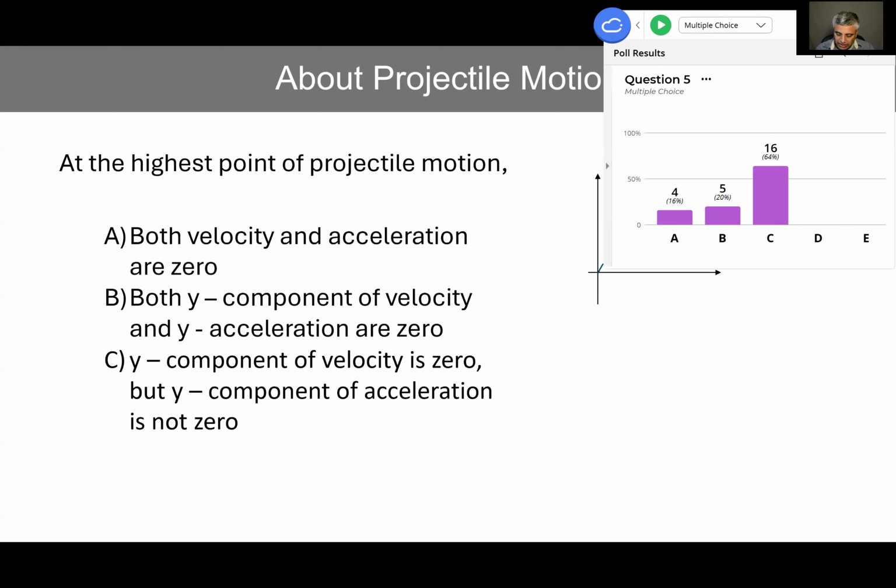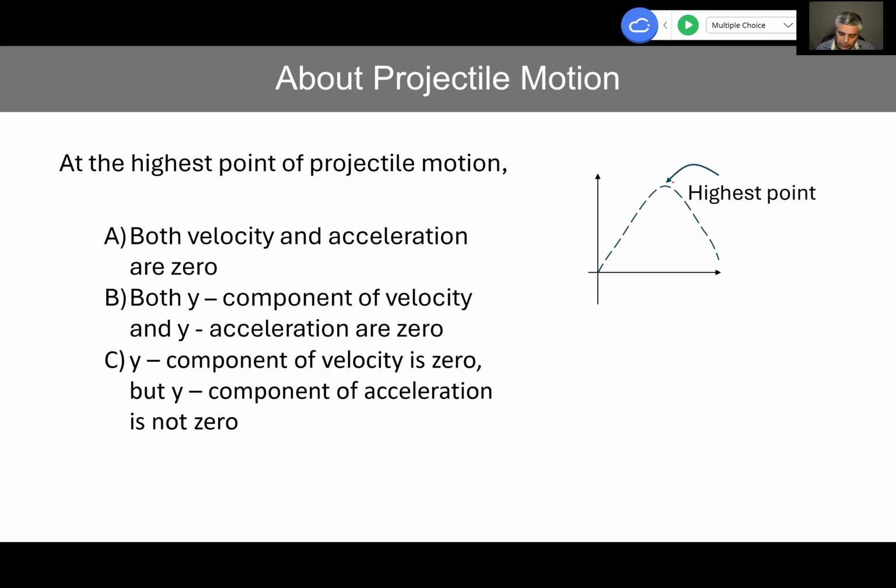Let's see how we did here. Mostly C, and that is the correct answer. So at the highest point, the whole velocity is not zero, only the y component of the velocity is zero. The x component is not zero. So because of that, velocity is not zero. If it was zero, then it would just come down. It's moving sideways, okay? And acceleration is always the same, never zero for free fall or projectile motion. Acceleration is never zero, okay? So let's keep that in mind.